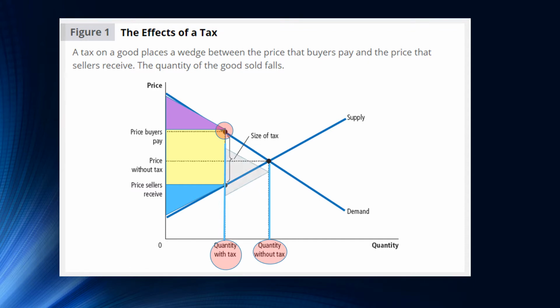Notice the deadweight loss. This gray triangle represents consumers that would have been a part of this market if the price were lower. In other words, at the equilibrium value. And it also represents the lost producers, which would have been a part of this market if the price were higher. In other words, the equilibrium value.